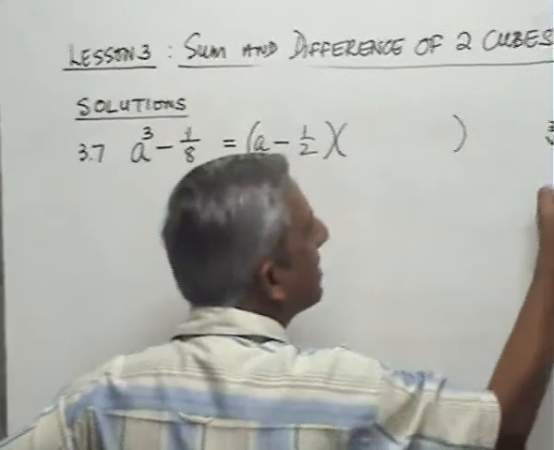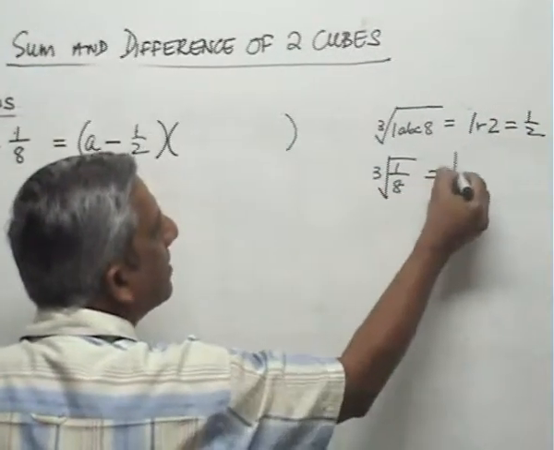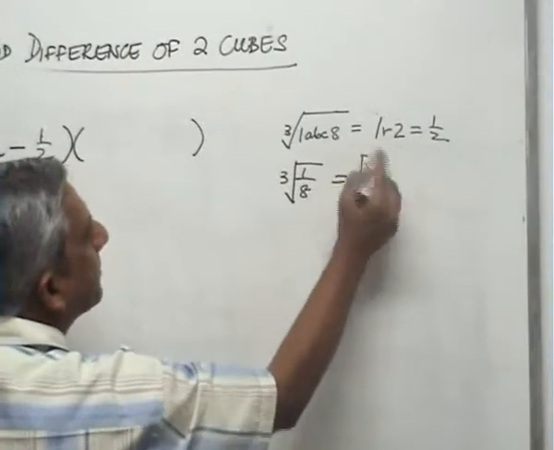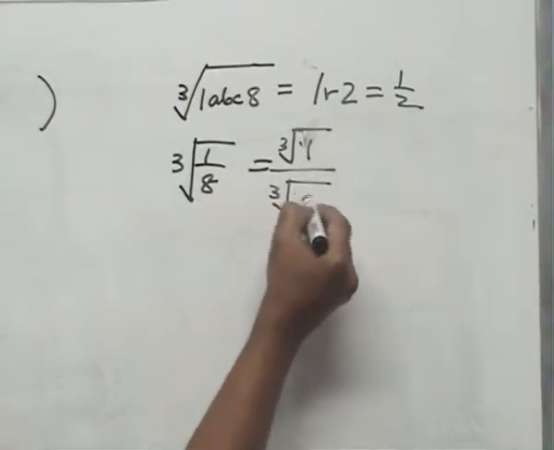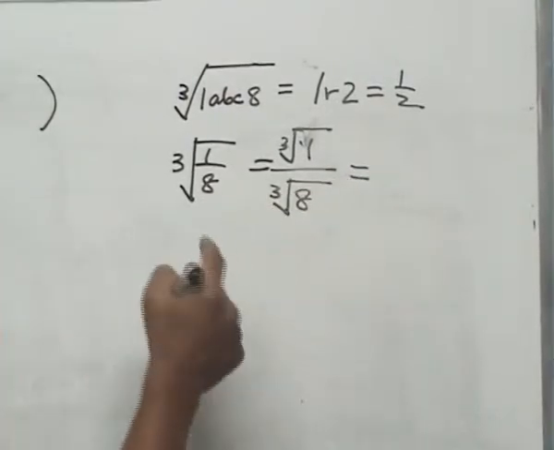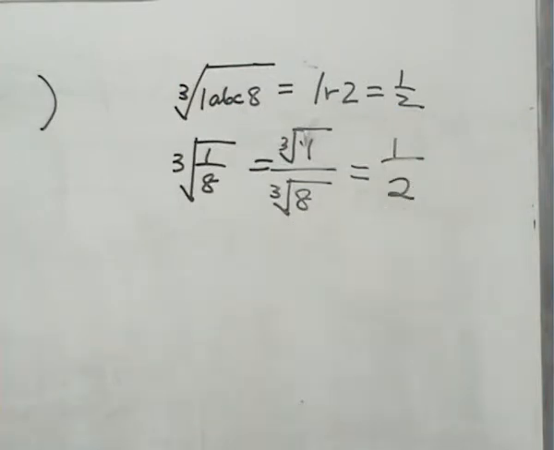Another way to get the answer is like this. Cube root of 1 over 8 is really the cube root of 1 over the cube root of 8. That's another way to get the answer. So what's the cube root of 1? 1. What's the cube root of 8? 2. So that's another way in case you don't have a calculator.